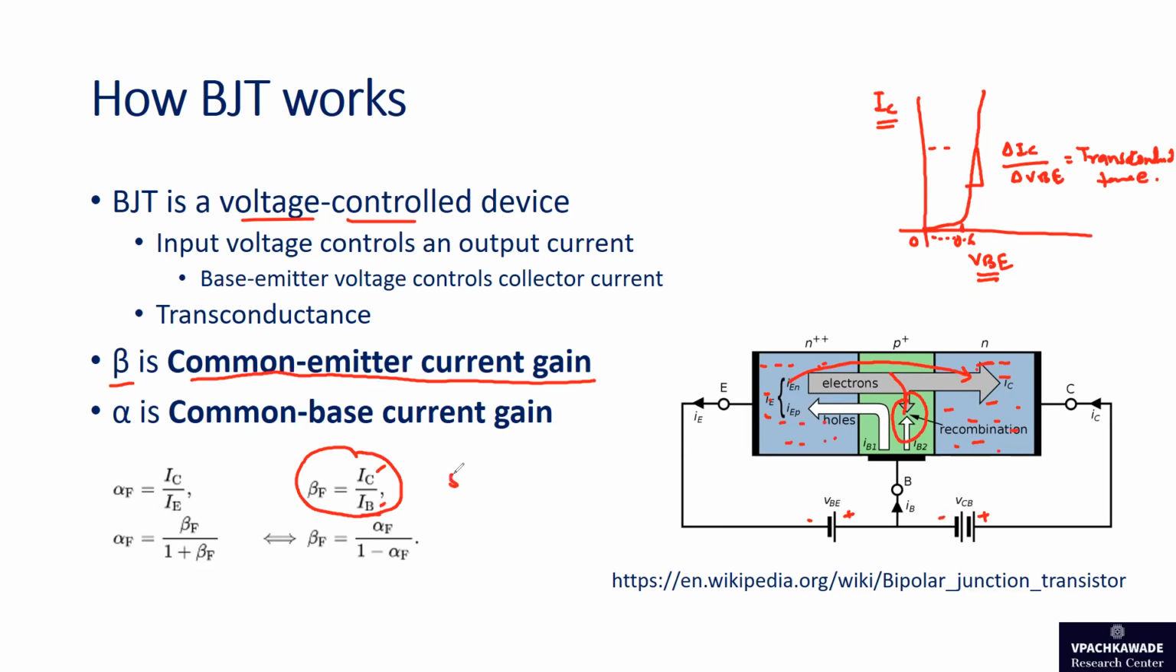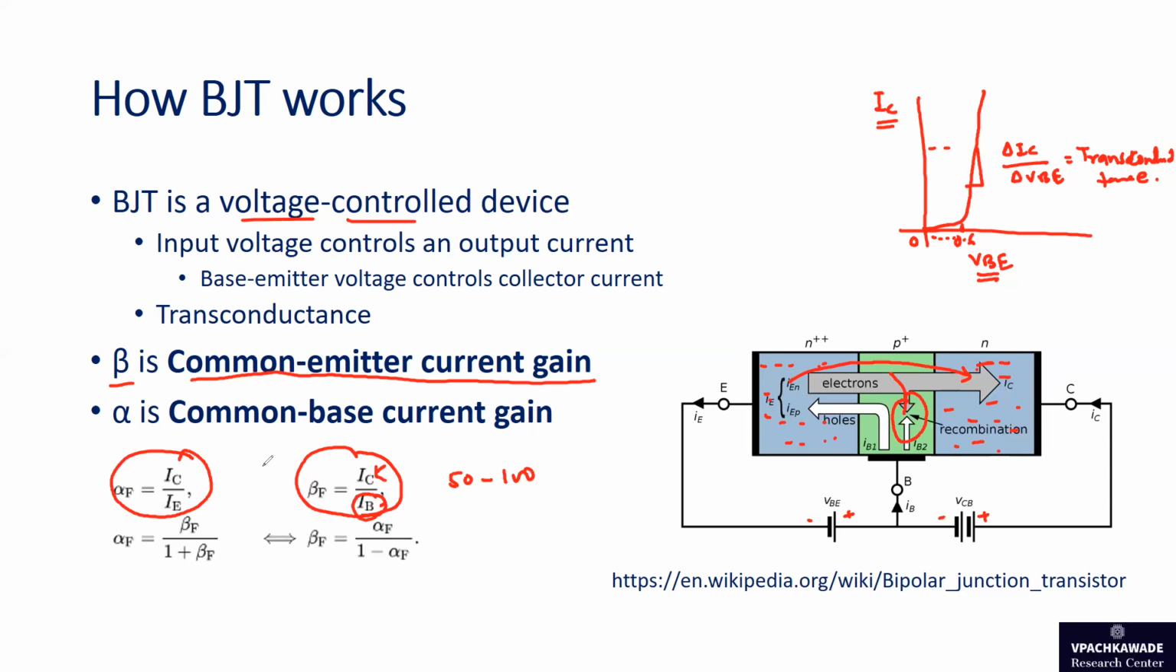So usually it is a factor ranging from 50 to 100. So it is called current gain. It's the ratio of collector current to the base current. The base current is pretty small, let's say 100 times or 50 times smaller than the collector current.